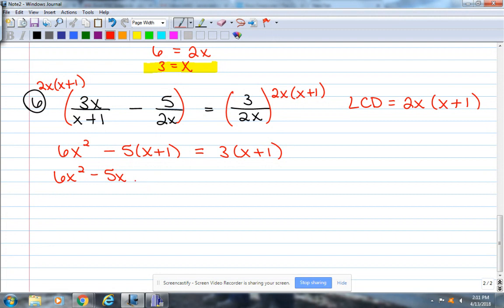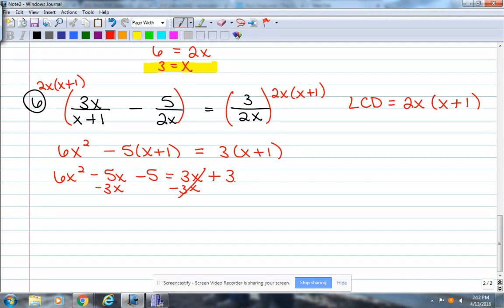Negative 5 times negative 5, minus 5, equals what? 3x plus 3. All right. Now look, we've got a quadratic because we have an x squared. So we have to get like terms over to the x squared side. I subtract the 3x, and it goes with the negative 5x, so 6x squared. I'm not done yet.